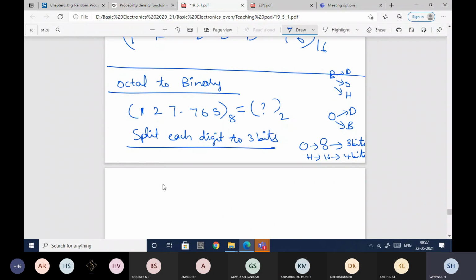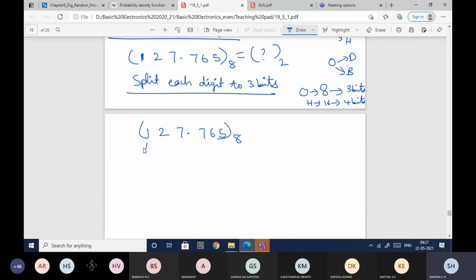So here I have 127.765 base 8. You need to convert it. So what you need to do? 1, its binary equivalent, 3 bits representation, is 001, right? 2 is 010, right? 7 is 111. Again 7 is 111. 6 is 110. 5 is 101.